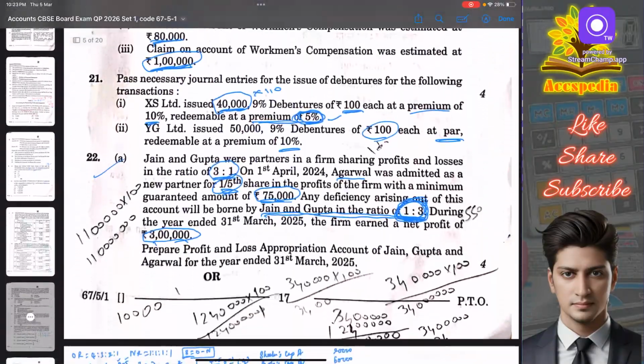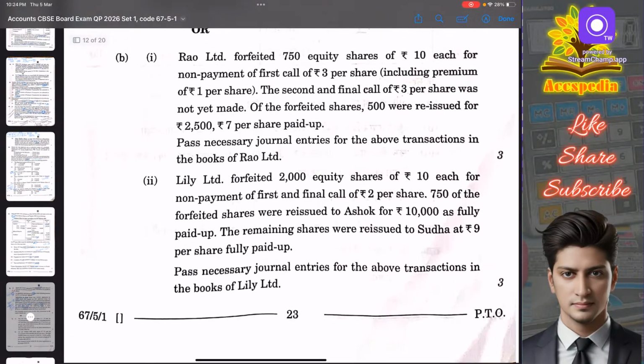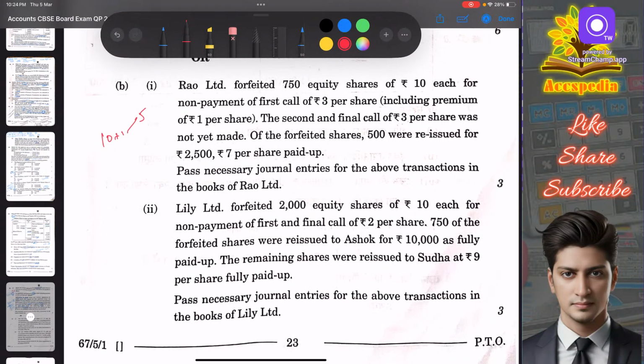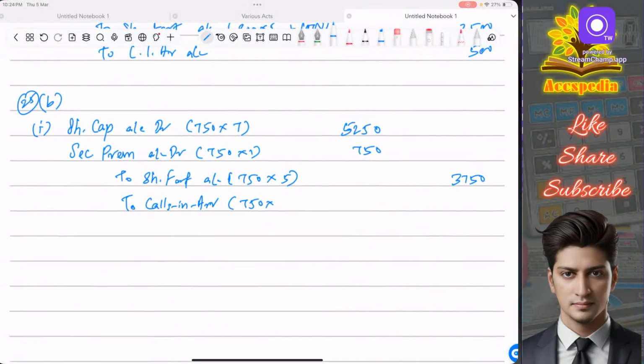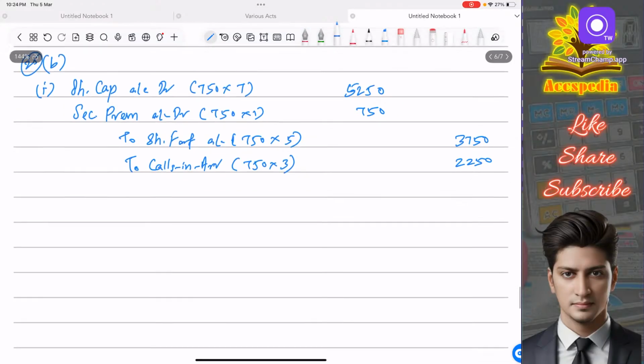10 plus 1, 5; 2 plus 1, 3. This is not called, this is not paid, this is paid. So this 2 plus 1 is arrear into 3, first and final call 3. So 3 into 750 is 2250, plus 1500, that means 6000 total, 6000 tallied.